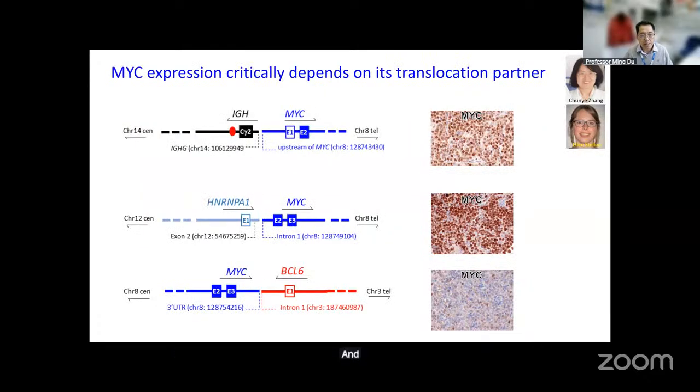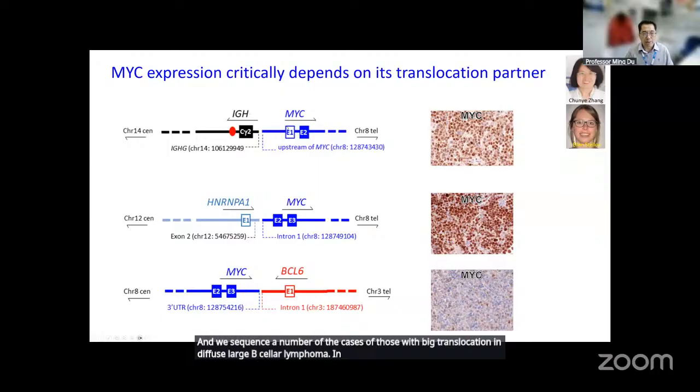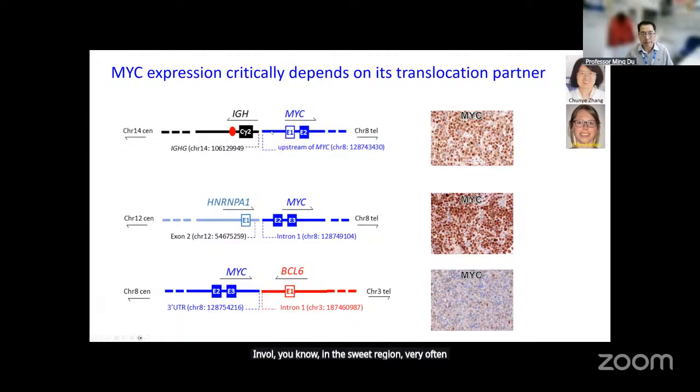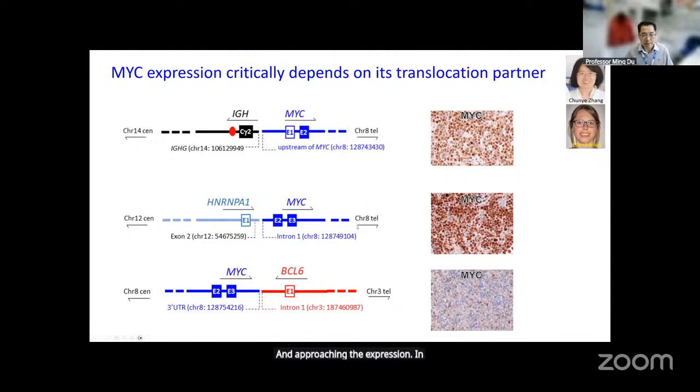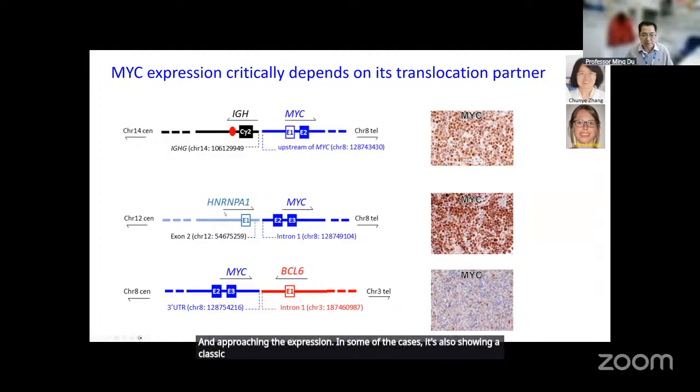And we sequenced a number of the cases with MYC translocation in diffuse large B-cell lymphoma. In the classic translocation with IgH MYC translocation, the breakpoint involves the switch region, and very often the breakpoint in MYC is upstream of the 5' UTR or in intron 1. So therefore, the super enhancer can drive MYC protein expression. In some of the cases, it also shows a classic promoter substitution. So therefore, MYC is under the transcriptional control of its partners. Again, this can cause MYC protein expression.